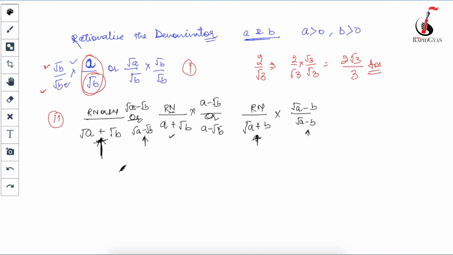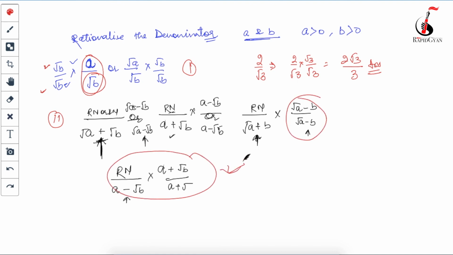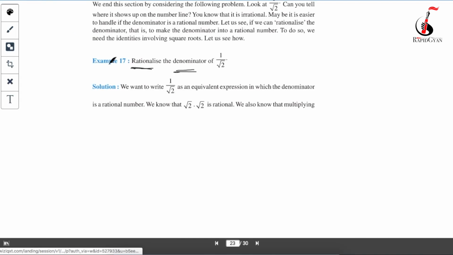Suppose a real number is divided by a minus under root b. If here it's minus, you will simply multiply with plus, so this will become a plus root b upon a plus root b. So this is the whole of rationalization. This is the concept behind rationalization. When you solve the questions, you will understand it in a better way. So let's solve a few questions.